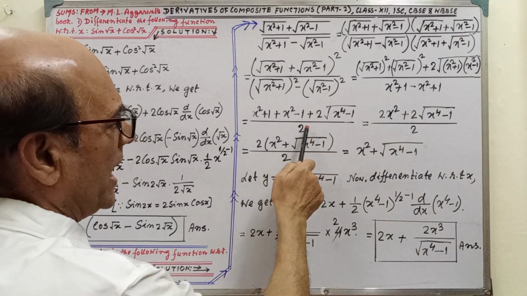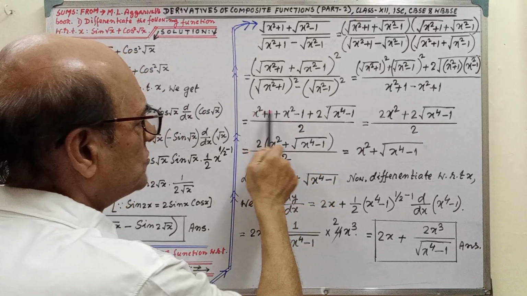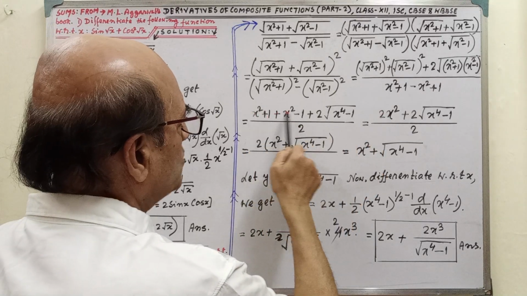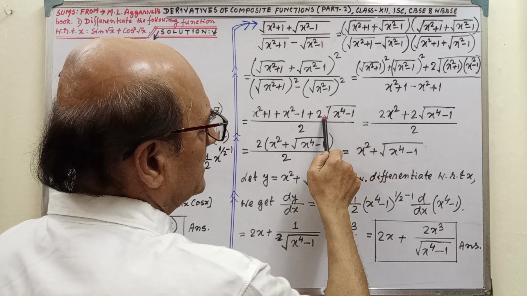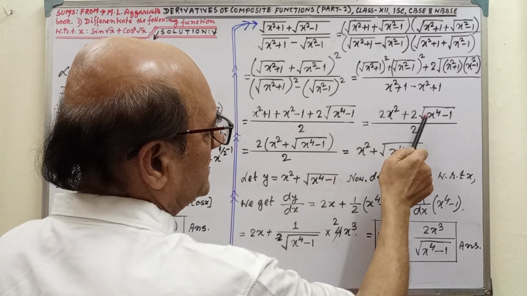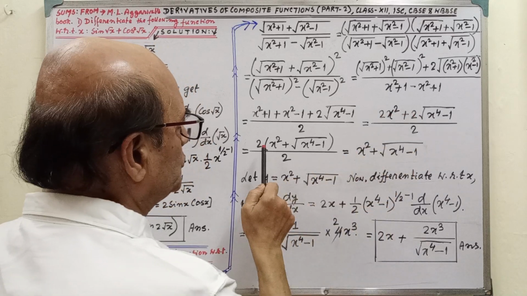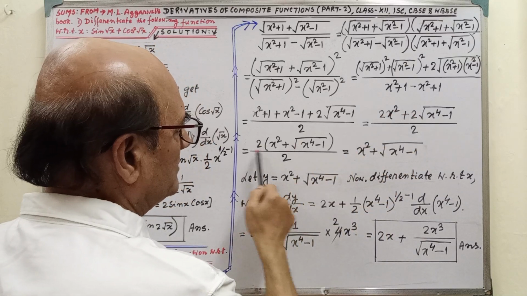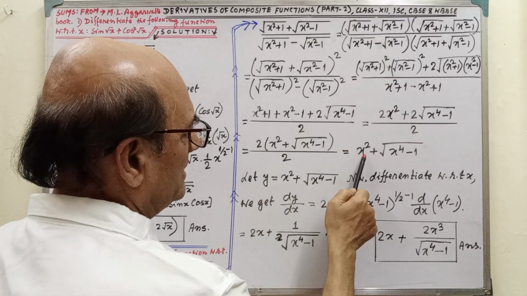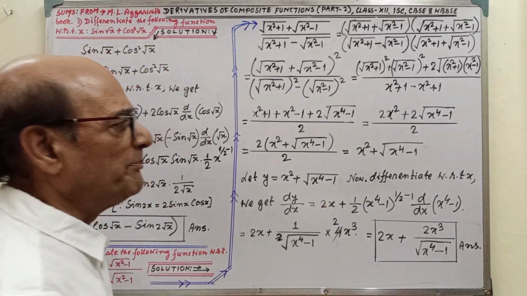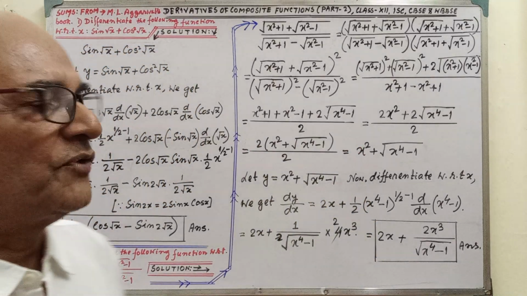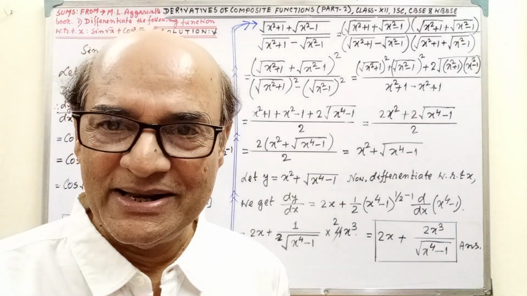Now we have to simplify this, that is x square plus x square, 2x square, plus 1 minus 1, that will be cancelled, then it will remain as it is. And now we may take 2 common from this. After taking common, then 2 will be cancelled. Finally it is coming x square plus root over x to the power 4 minus 1. This is the simplest form.